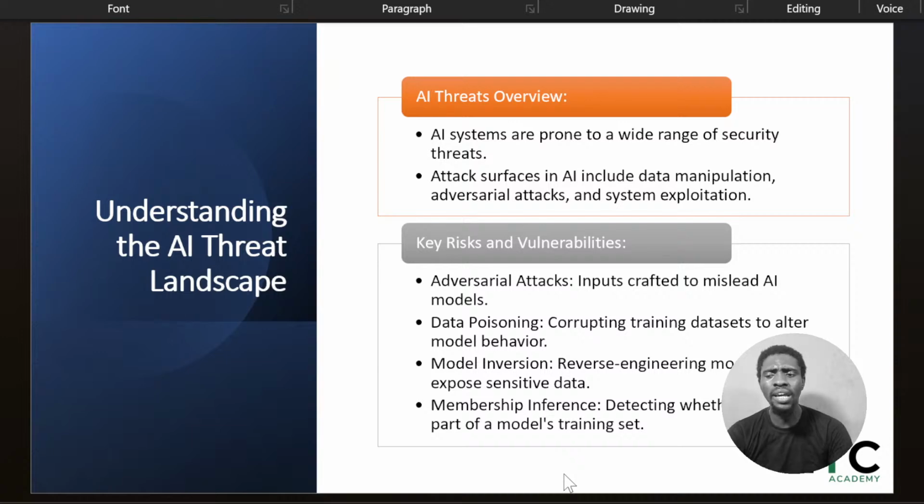But now let's look at the major risks and vulnerabilities attached to AI systems. One of the major risks and vulnerabilities is adversarial attack. Adversarial attack is an attack whereby an attacker or malicious actor crafts an input that tends to mislead the AI model into giving a wrong output. There are different ways this happens, and there are different types of adversarial attack. In fact, one of them was covered in one of our Udemy courses, Mastering AI Security.